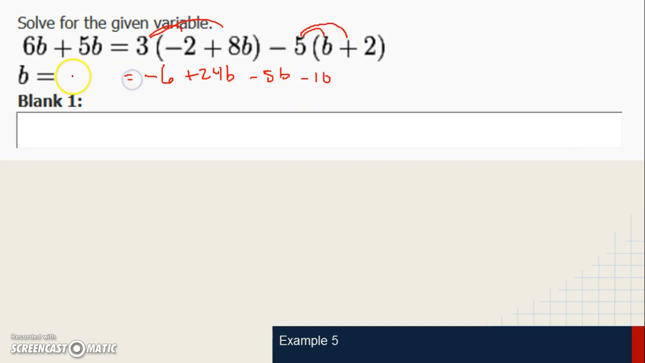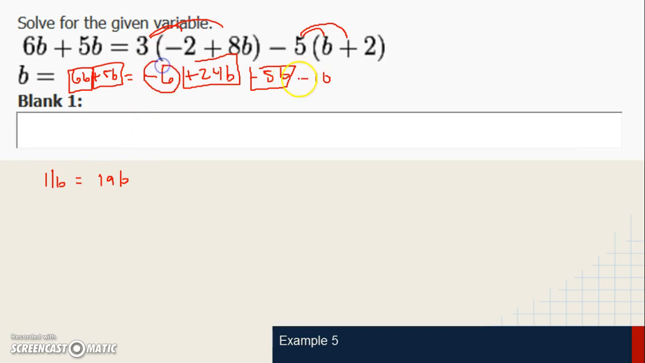On the other side, I still have 6b plus 5b, which I can go ahead and combine. These are like terms, so I can go ahead and combine those. 6 plus 5 is 11b. And I'll combine like terms over here as well. I've got a 24b minus a 5b. That is 19b. And I have a constant of 6 and a constant of negative 10, which is negative 16. I can go ahead and add this to the other side.